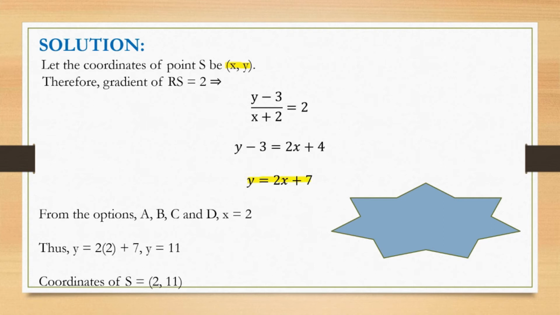So now we look at the question. Then we find that from the options A, B, C, and D, all x is equal to 2. Third, we substitute x equal to 2 into the equation y equal to 2x plus 7. Then we get y equal to 11. Therefore, the coordinate of S is (2, 11). So the answer is D.